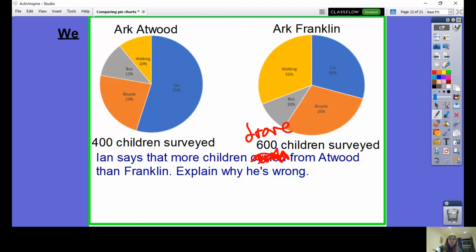Ian says more children drove from Atwood than Franklin. Explain why he's wrong. At Atwood, 55% drove and at Franklin, 30% drove. So you might be thinking, wait a minute, 55% is greater than 30%. If you're thinking that, please remember what we said earlier. It's not about what the fraction or the percentage is, unless you take into consideration the whole you're starting with. So what you're going to have to do now is work out what 30% of 600 is and what 55% of 400 is. Quickly work that out now.